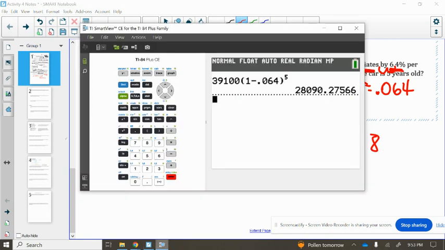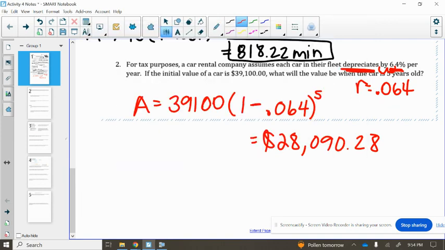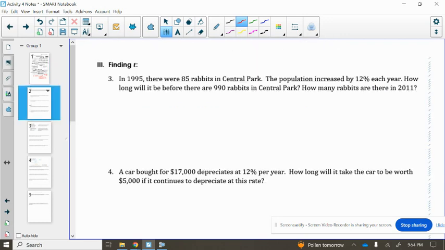$28,090.28. It doesn't specifically tell you. Normally with money problems, we tend to round to 2 decimal places. Sometimes it'll say nearest whole number, but otherwise money goes to the nearest cent. Now our next part is asking us to work backwards to find the time value on the problem.